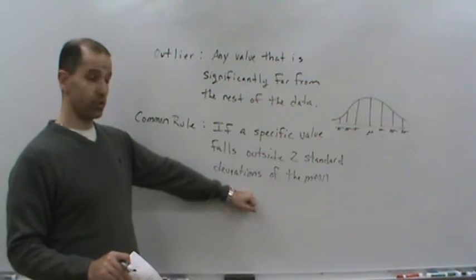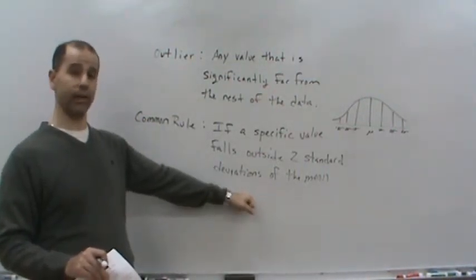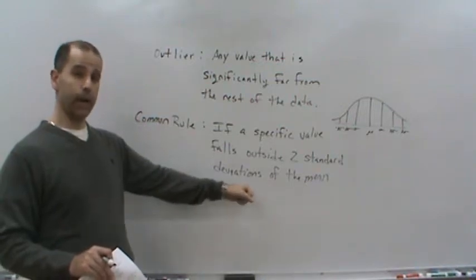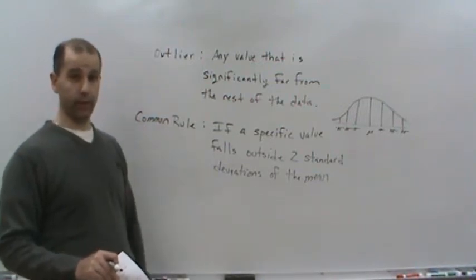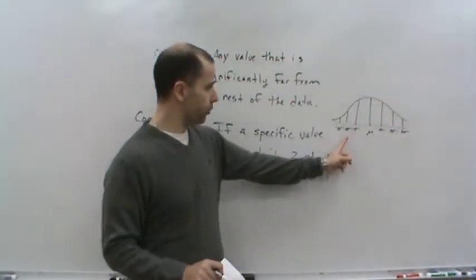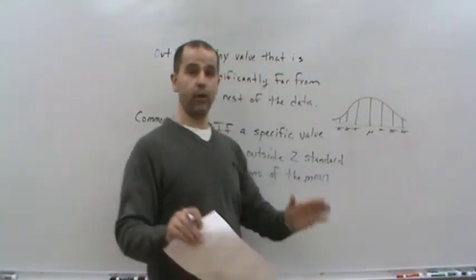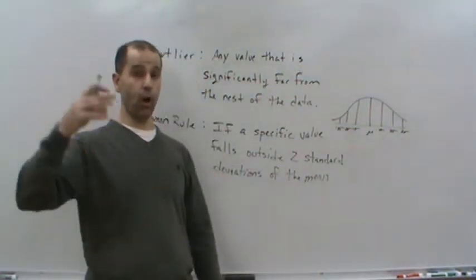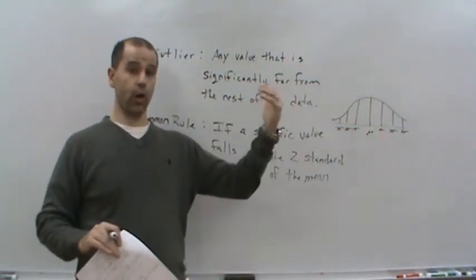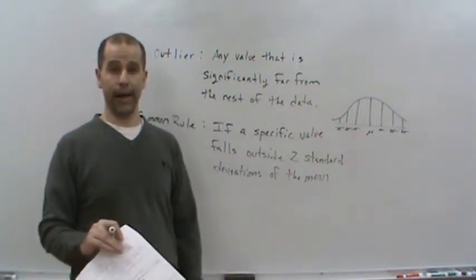So this is the one you want to use for now until we get to other topics. This is the way we can classify a particular value as an outlier, if it falls outside 2 standard deviations. Once we put a number to these, then we'll know that if it falls above this number or below this number, we can consider it unusual or maybe even an outlier.